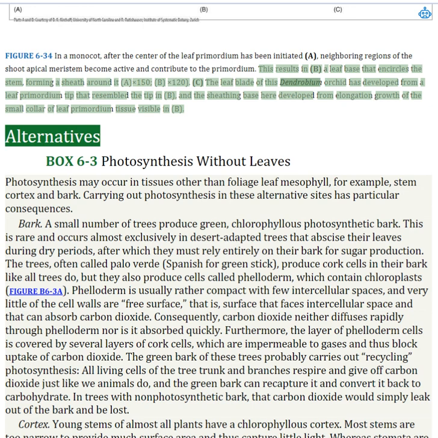The leaf blade of this dendrobium orchid has developed from a leaf primordium tip that resembled the tip in, and the sheathing base here developed from elongation growth of the small collar of leaf primordium tissue visible in.